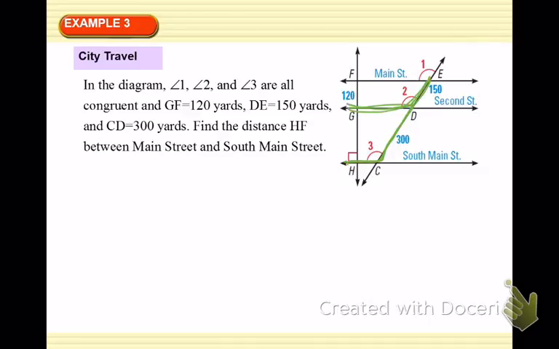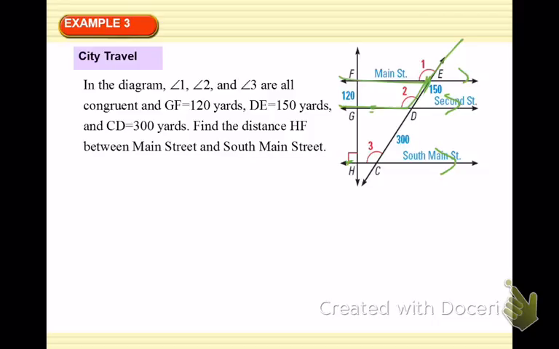And if you trace them, you get that F. Remember your F's? Those are your corresponding angles. And because those corresponding angles are congruent, that means that these two lines, 2nd Street and South Main, are parallel. Now, at the same time, angle 2 and angle 1 are congruent, and since they're corresponding angles and congruent, that means 2nd Street and Main Street are parallel.